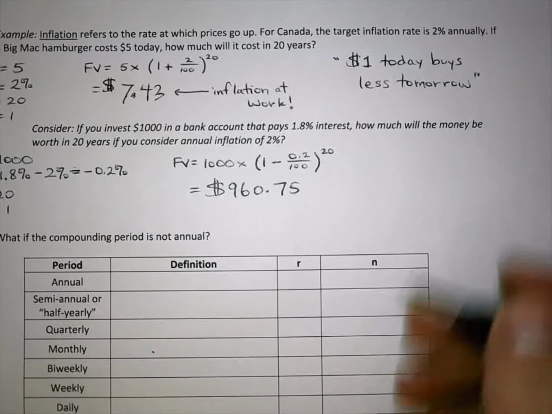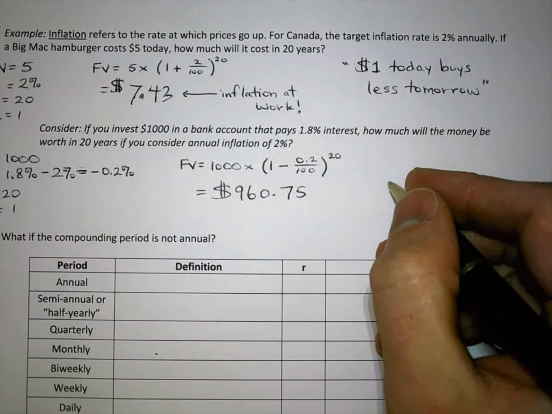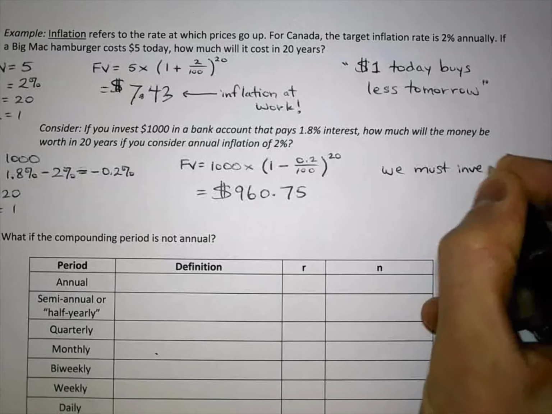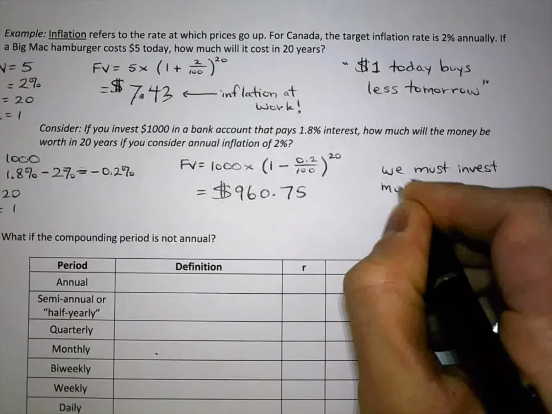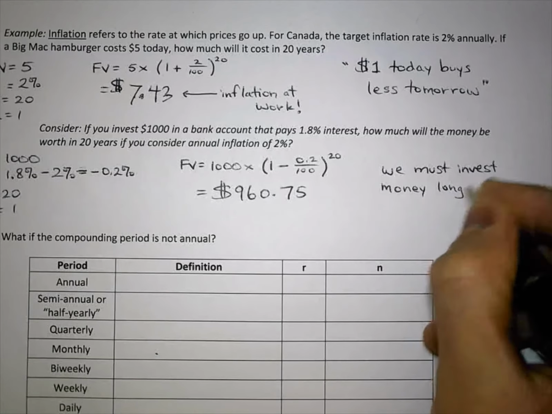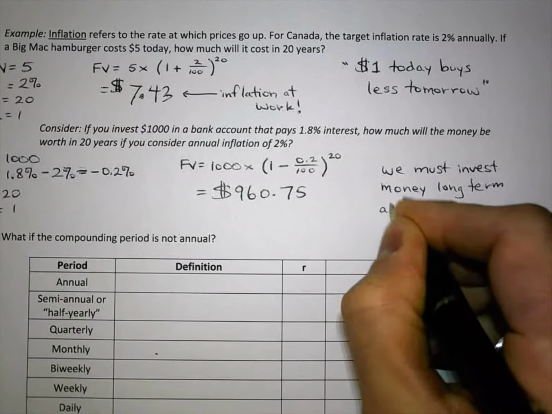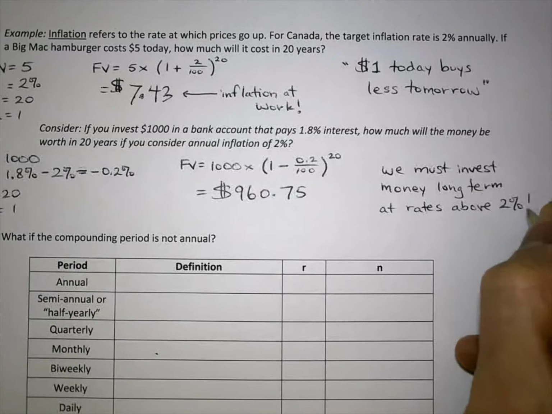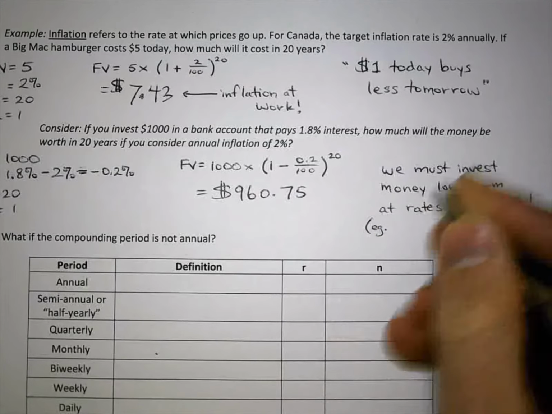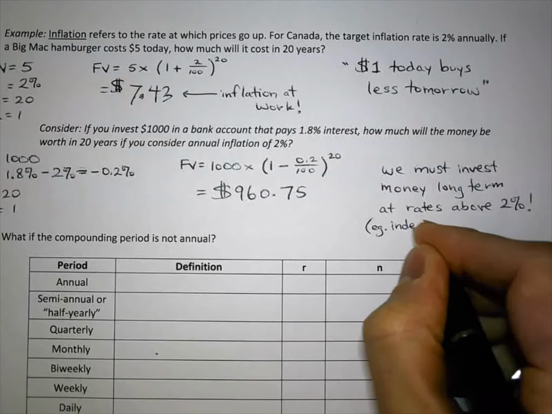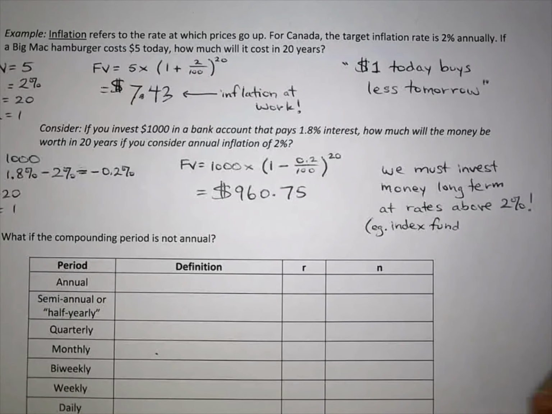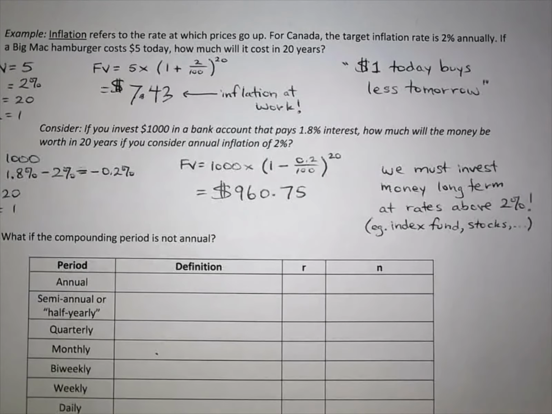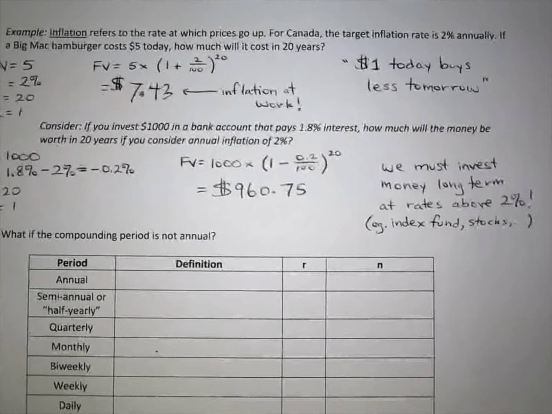So with that, I'll put a little hint here. We must invest money long-term at rates above 2%. For example, an index fund, stocks, I don't know, whatever. I don't know too much about this stuff, but you get an idea that you have to look around a bit more. You have to shop around.